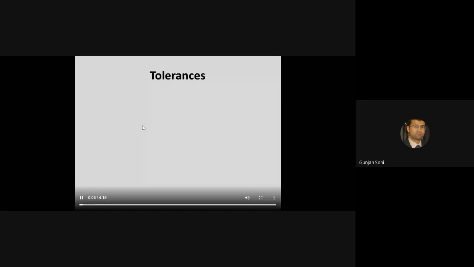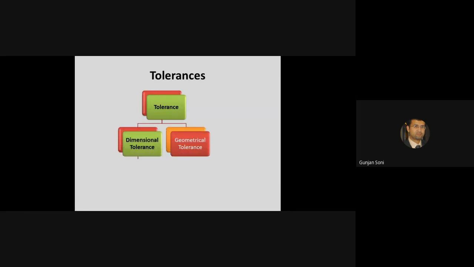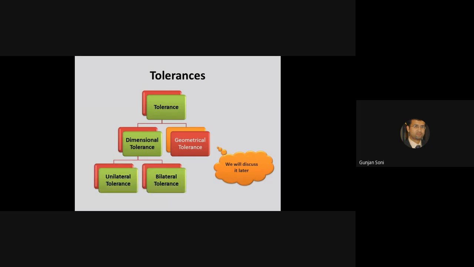Hello friends, today we will learn types of tolerance used in manufacturing process. Tolerance is broadly classified into two categories: dimensional tolerance and geometrical tolerance. Geometrical tolerance we will discuss later in an upcoming video. Now dimensional tolerance is classified into two categories, that is unilateral tolerance and bilateral tolerance.